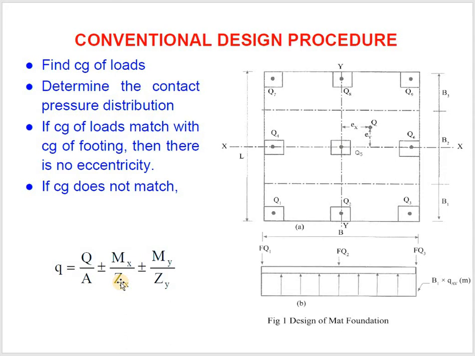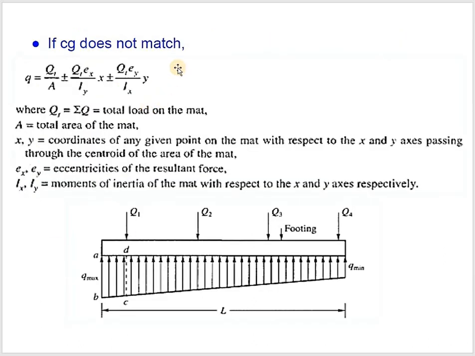This is the section modulus along x direction, section modulus along y direction, and this is the moment along the x direction and the y direction. Now this is just a procedure of finding the pressure when you have eccentricity. So first of all, you find the total load. This is just the front view of this raft, there are other loads behind. Whichever loads are coming on that raft, you add all the loads. So this Q is QT, that means the total load, all the loads coming on the mat.